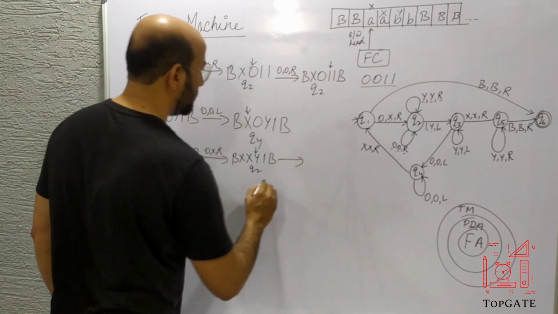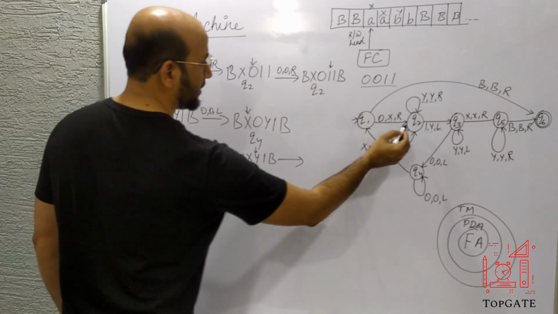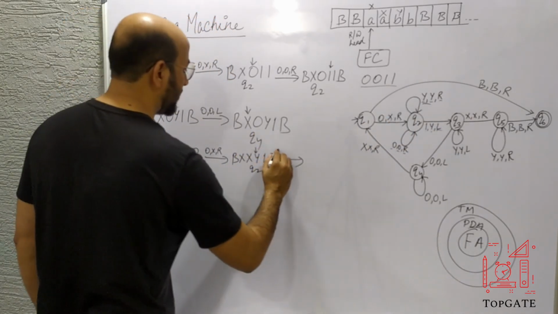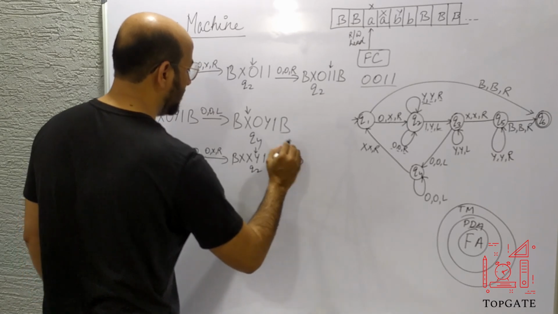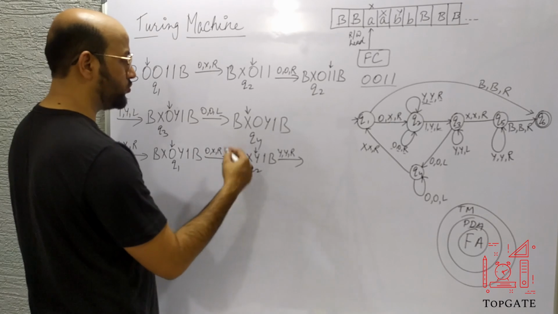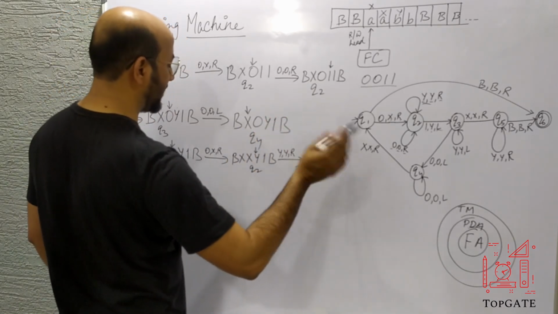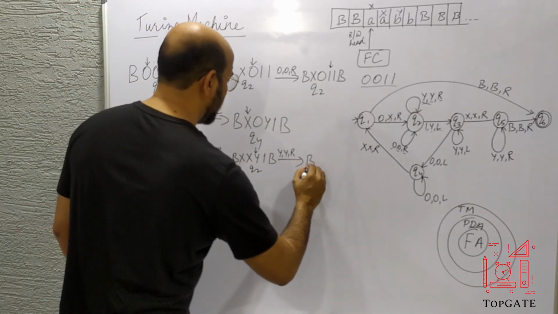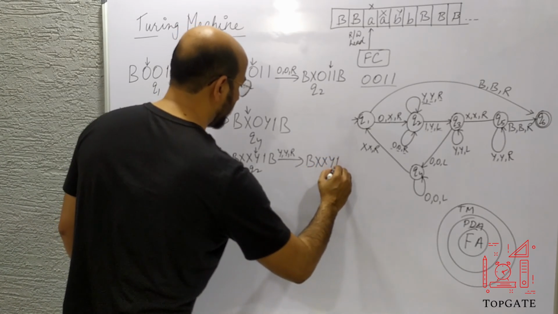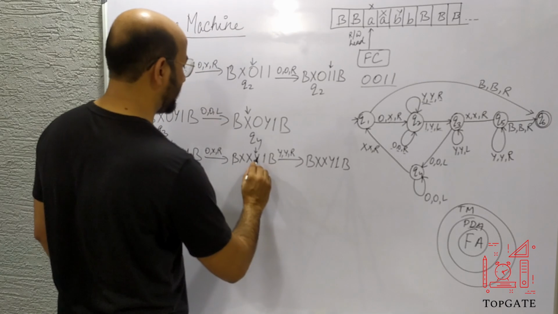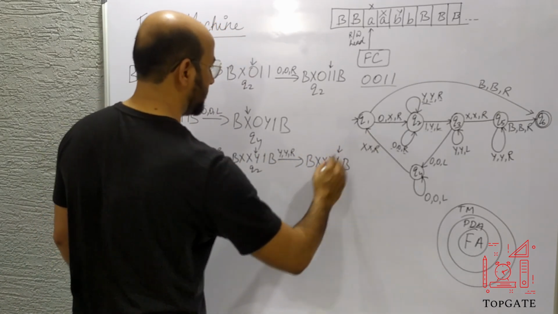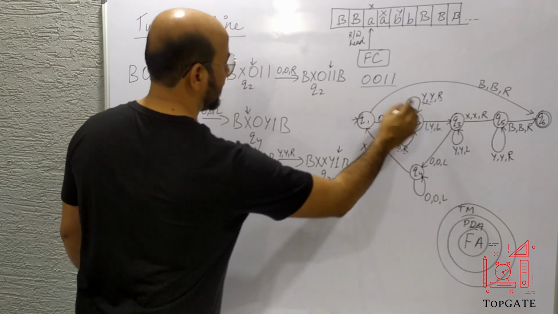So at Q2 the input is Y, we have this transition Y, Y, R. I'll write Y comma R, that is whenever we are reading Y on state Q2 you should leave it as Y only and move to the right hand side. So I'll write B X X, Y will be Y, then 1, then B, and I'll move on to the next one, and the state will be Q2 because it is a self loop.